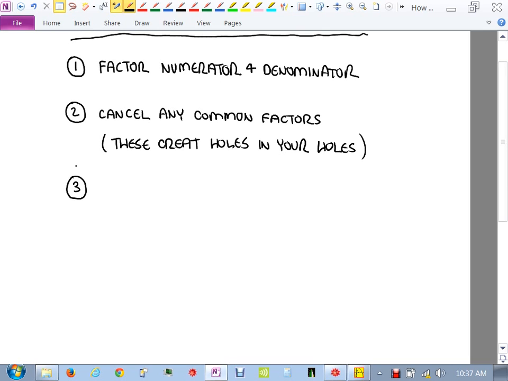All right. So the first two steps, yeah, I'm not going to move. Yeah, holes in your graph. That doesn't sound fun. Holes in your graph. Yeah, I know. These create holes in your graph.